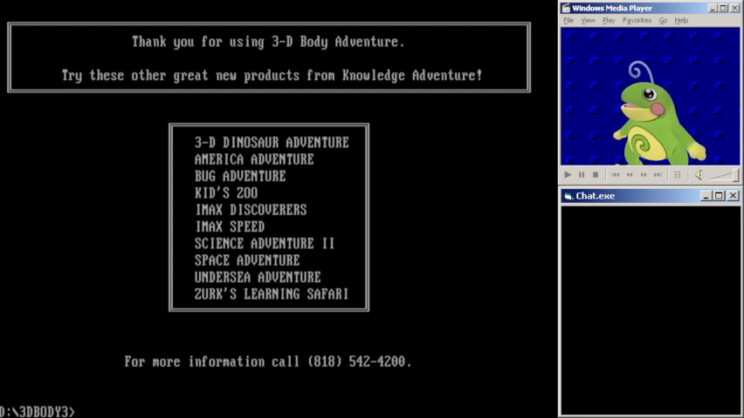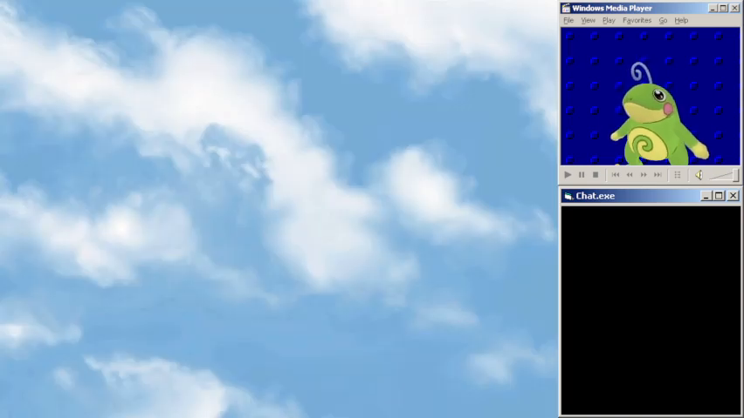I need to take a screenshot of this so I know what to look for. Well, I already have, I think, two of these. I do actually have successfully acquisitionated, so we could take a look at them. That'll be first-time look for me, because 3D Body Adventure was the only one I had back in the day.